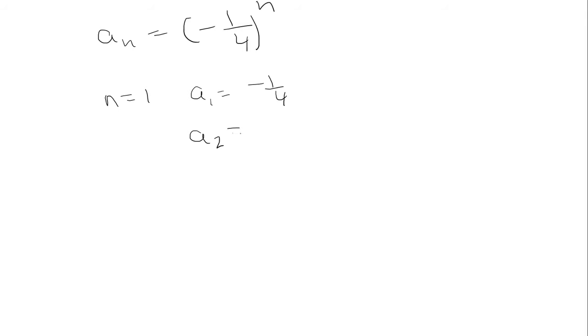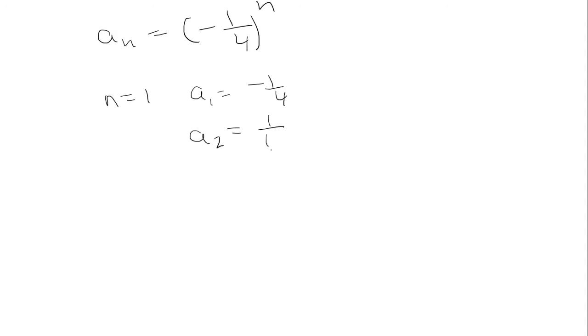Let's write out the first 5 terms of the sequence a sub n equals negative 1/4 to the n. So this one, all it is just multiplying by negative 1/4 to get to the next term. So if I let n equals 1, we're going to get negative 1/4. And then for the second term, we're just going to keep multiplying by negative 1/4.